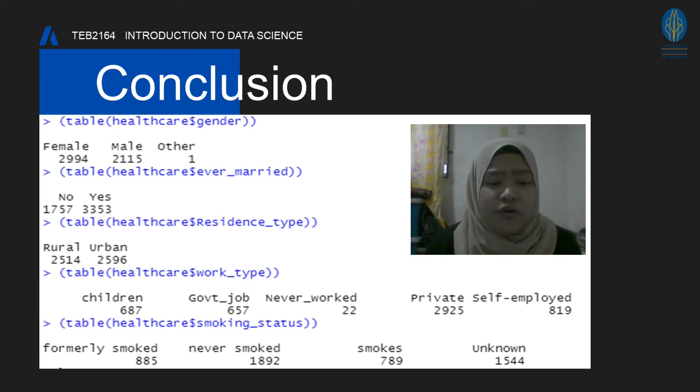5,110. The number of never smoked, formerly smoked and smokes is 1,892, 885, and 789. So 1,544 of them remain unknown, which means that the information is unavailable for these stroke patients.